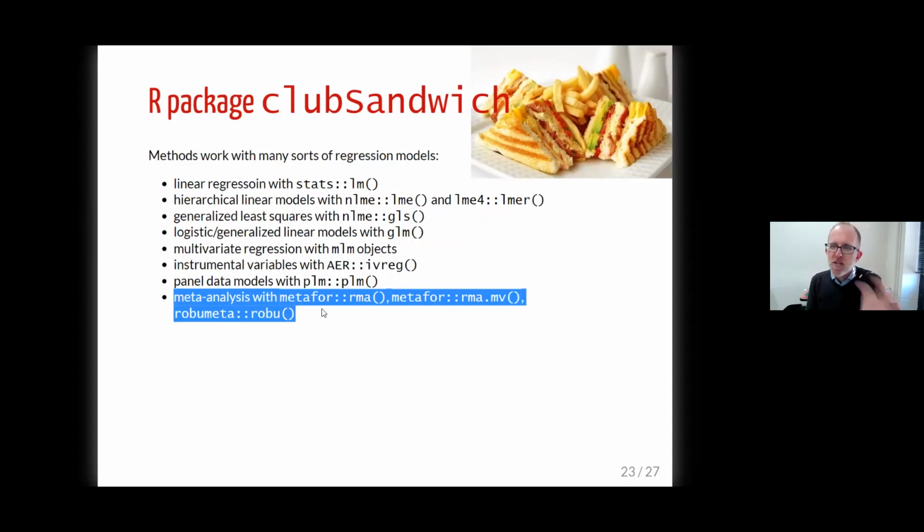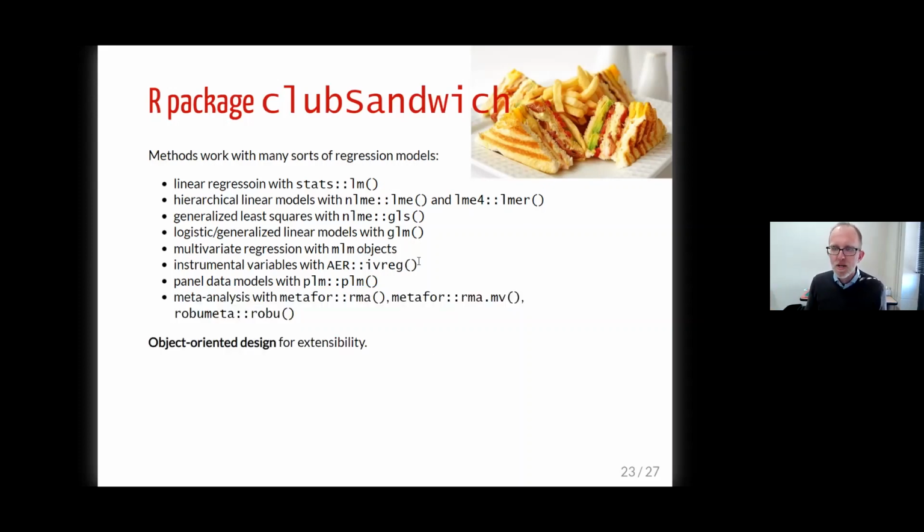So clubSandwich actually started as something mostly focused on meta-analysis, and then we built it out to cover all of these other models because they essentially have the same structure. They work with the same sort of techniques. Similar to the sandwich package, clubSandwich has an object-oriented design, which makes it possible to extend it. If you've got a different type of model that's not currently supported in clubSandwich, but where we can figure out what the right components of that model are to feed into clubSandwich, we can make it work for other types of models.